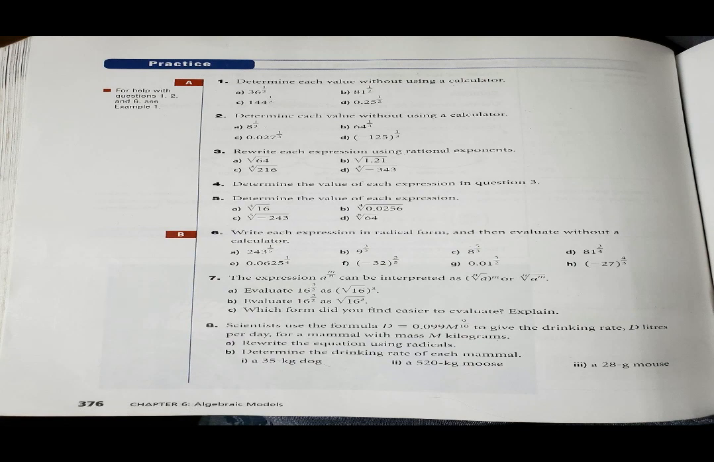And as you can see, number 1 says determine each value without using a calculator. So you're just looking at taking square roots, right? 1/2 is all square roots. Square root of 36, square root of 144, square root of 81, square root of 0.25. Nothing too crazy there. If you need to use a calculator to check your work, that's fine. Number 2 says determine each value without using a calculator. Third root, third root, third root. 1 over 3 is always the third root. Again, use a calculator if you have to.